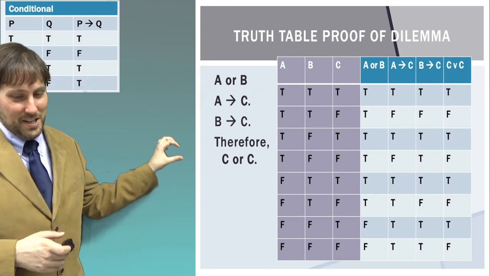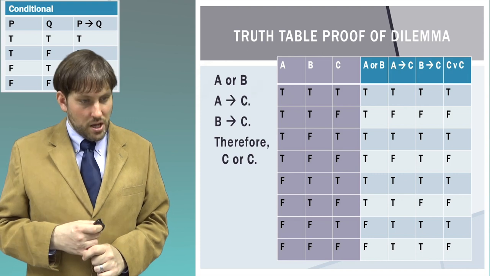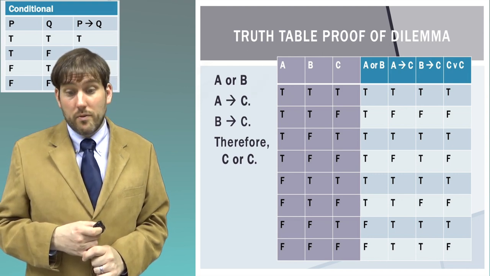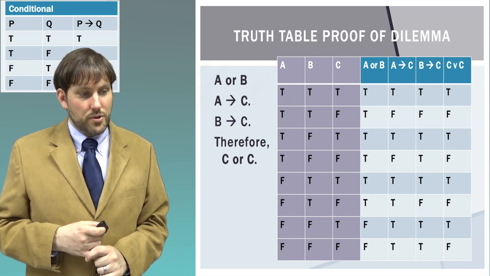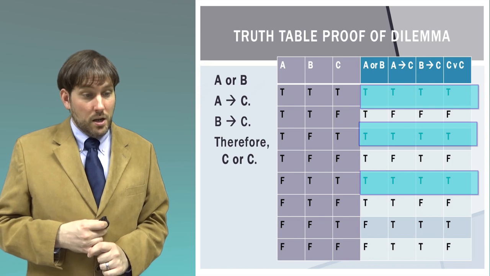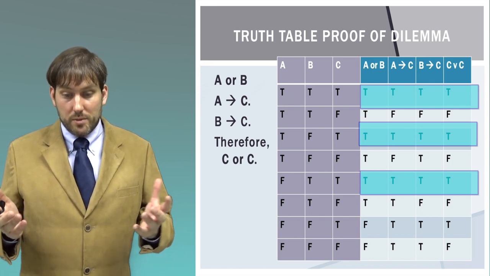We're going to get TF, TT, TF, TT. What that means is that we have 1, 2, 3 places where all of our premises are true. So the first one, the third one, and the fifth one. In all of these cases, the conclusion is also true, so the argument is going to be valid.